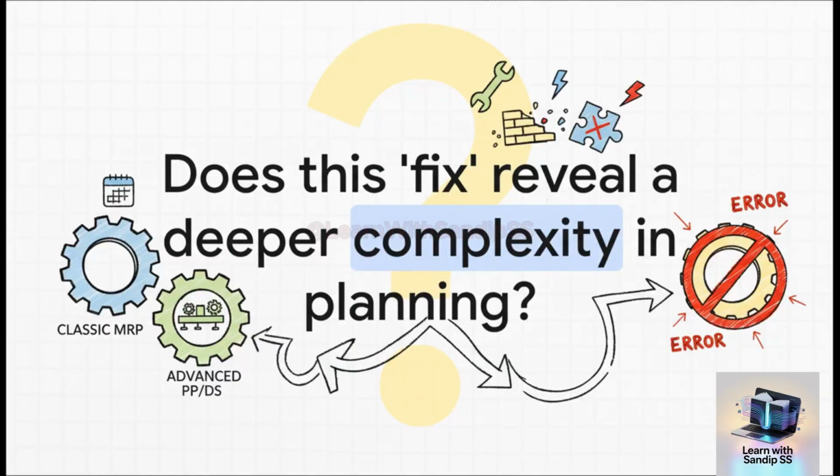So, there we have it. We've seen the incredible power of MRP Live, the dangerous pitfall it creates, and the modern way to fix it. But the fact that we even need a fix like this, it brings up a bigger question, doesn't it? Does this whole situation reveal a kind of fundamental tension that always exists when we try to merge high-level automated planning with super detailed hands-on scheduling in one system? It's definitely something to think about.